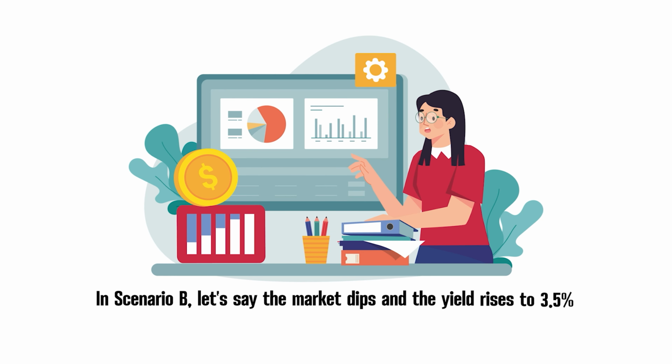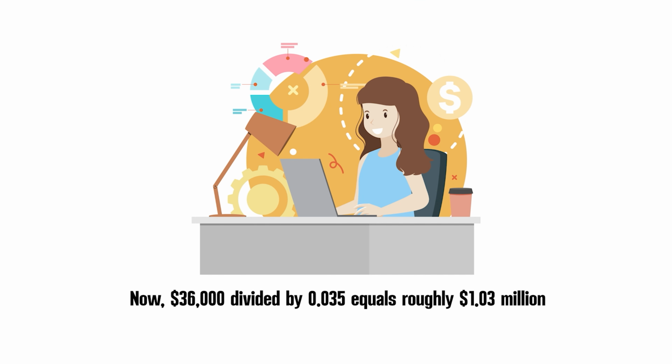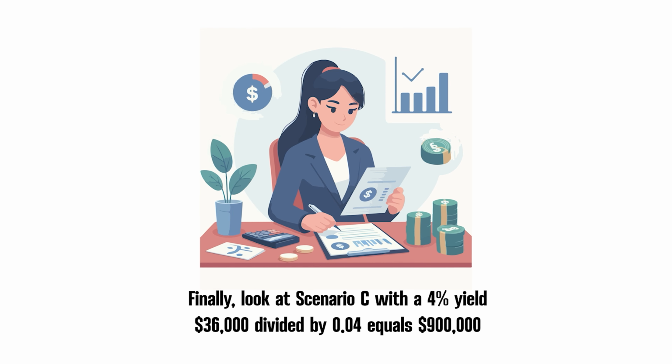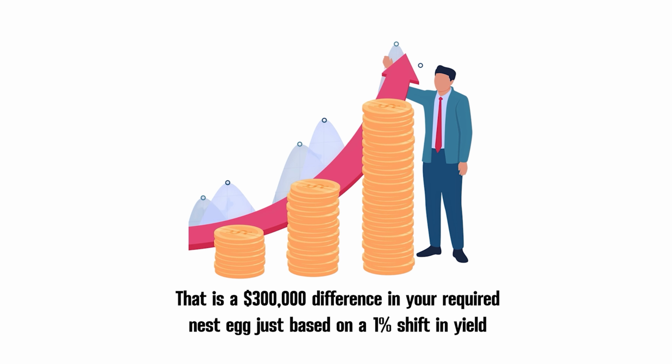In scenario B, let's say the market dips and the yield rises to 3.5%. Now $36,000 divided by 0.035 equals roughly $1.03 million. Finally, look at scenario C with a 4% yield. $36,000 divided by 0.04 equals $900,000. That is a $300,000 difference in your required nest egg just based on a 1% shift in yield.